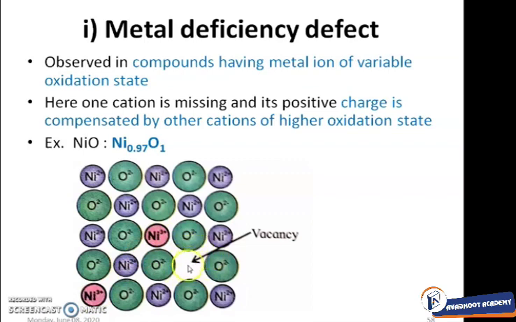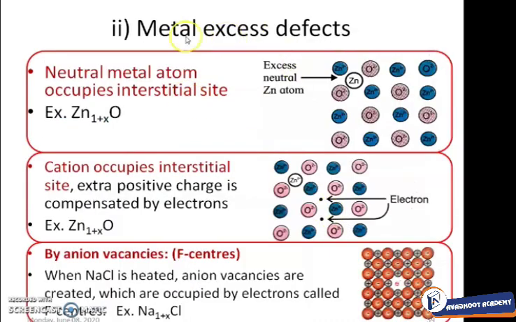the positive charge of the vacancy of Ni2+. So this is metal deficiency defect. Now the next type is metal excess defect. This can be possible in three ways.